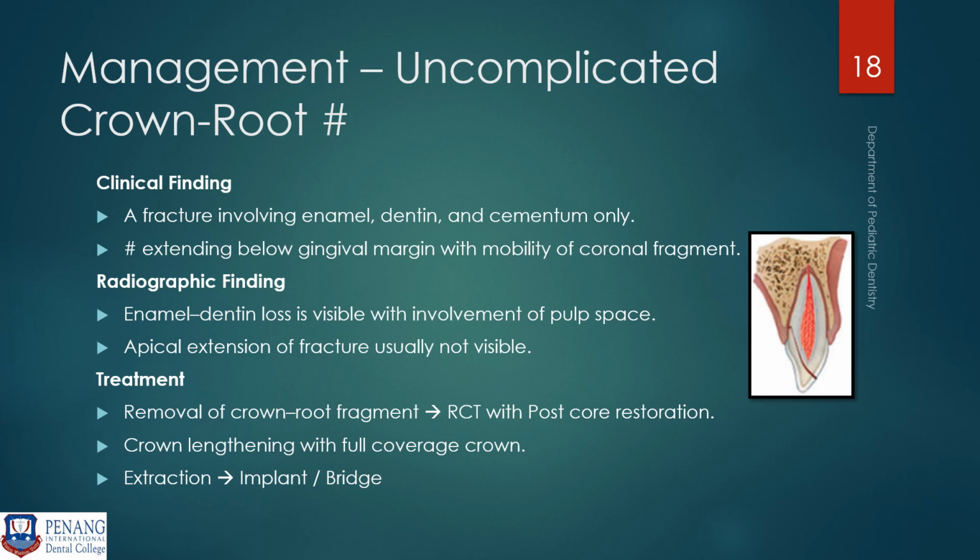So what we have to do here is remove the fractured fragment of the crown. Then we perform the root canal treatment, then we perform post and core restoration, and then we perform crown lengthening, to try to expose the fracture line which is subgingival.